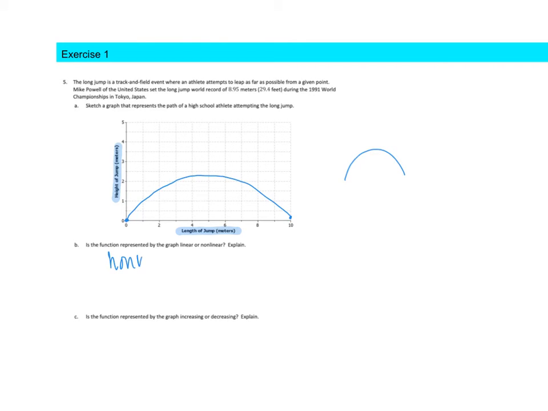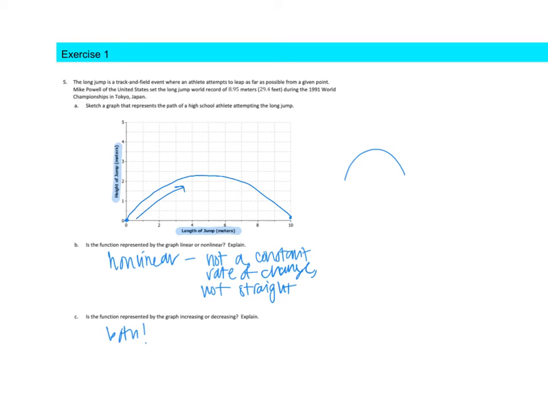Is it linear or nonlinear? Nonlinear. Why? Not a constant rate of change. You can also say it's not straight. And then, is it increasing or decreasing? Both. It increases at first, right? And then once that jumper hits the peak, it decreases. Okay, so make sure you have that down before we move on. Let me know if you have any questions in the chat.